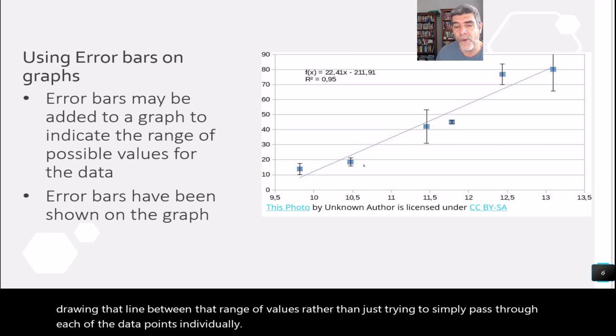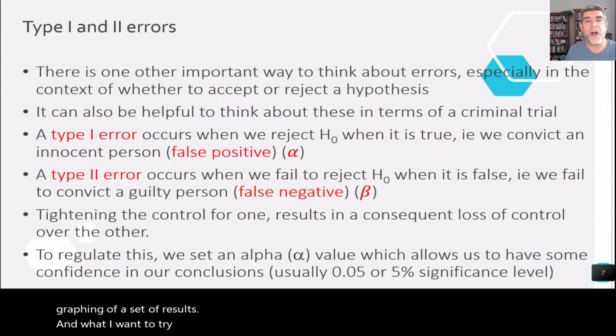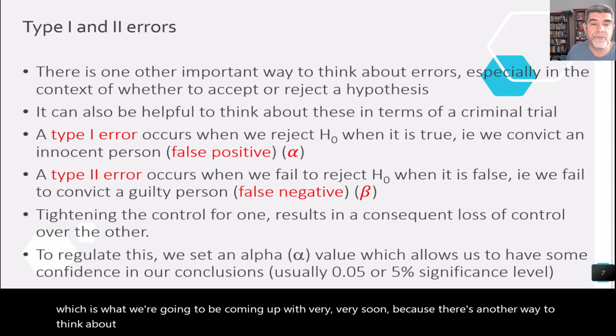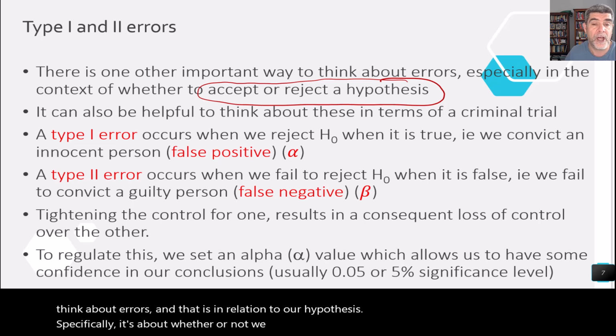So this is another way of representing the types of things that we can sometimes see in our graphing of a set of results. And what I want to try and do is to start to tie in this idea of errors to our statistical testing, which is what we're going to be coming up with very, very soon. Because there's another way to think about errors, and that is in relation to our hypothesis. Specifically, it's about whether or not we accept or reject our hypothesis.